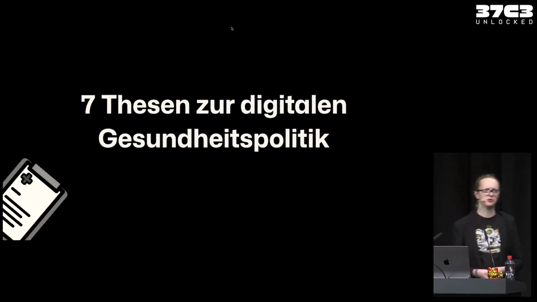So we have 5 theses, hypotheses for digital health politics, categorized by risk, less by chances, because we are not the people who want to take advantage of the opportunities, but more warn about the risks. But we still want to end on an optimistic note, and with this I'm going to hand over to Daniel for the political part.